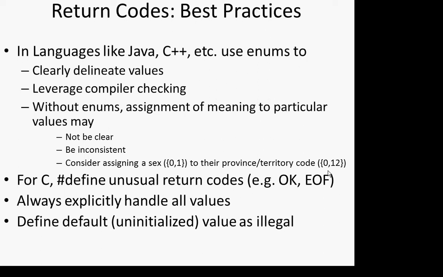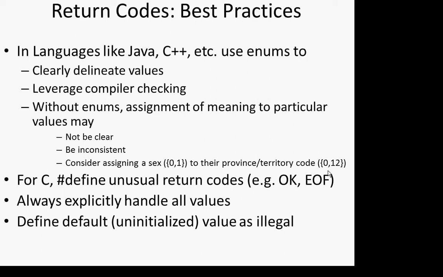With enums, it will actually do the work for us. It will check things, okay? So it leverages compiler checking. And as Wei Zhong said, this allows us to assign meaning to particular values. Without enums, it may not be consistently used, it may not be clear, and this allows us to be clear how we're using these names.